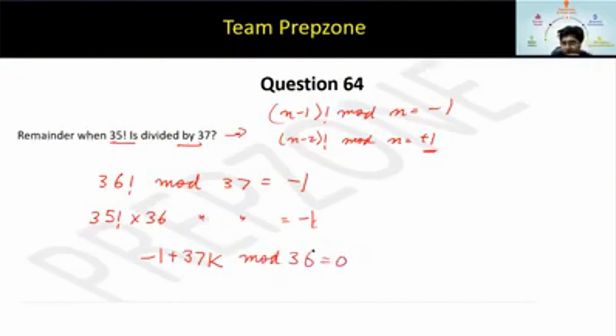The same thing we did in Euler. This will be minus 1 plus k equal to 0. The value of k will be 1. So this will be minus 1 plus 37, which is 36. So the value of 35 factorial is 1.